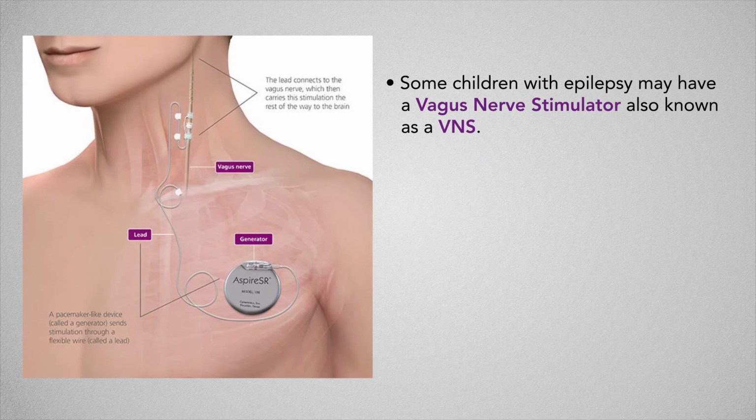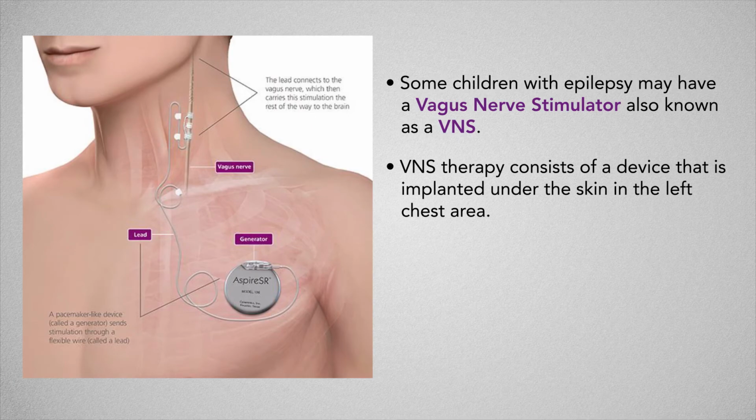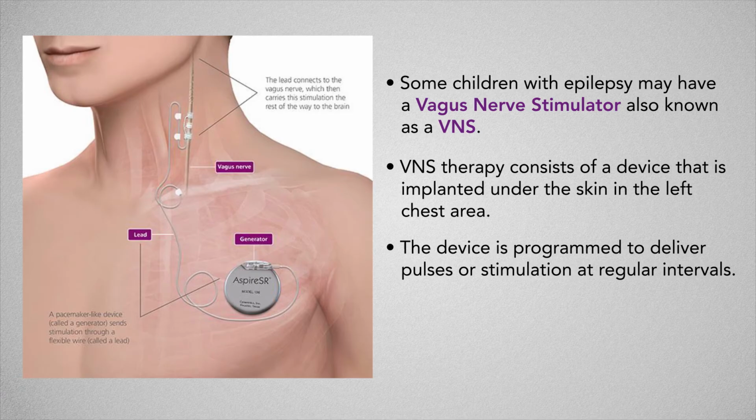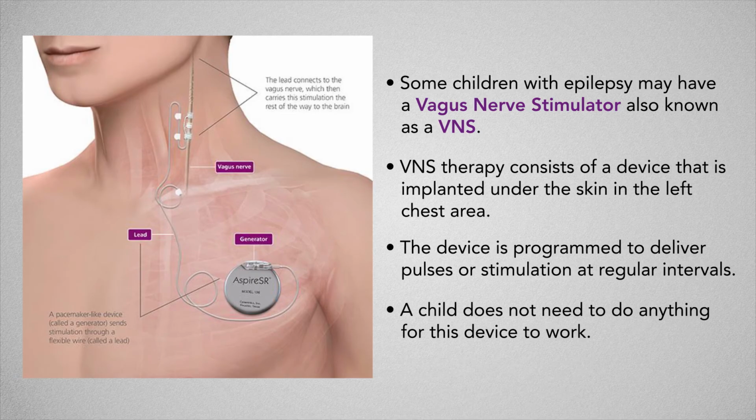Some children with epilepsy may have a vagus nerve stimulator, also known as a VNS. VNS therapy consists of a device that is implanted under the skin in the left chest area. The device is programmed to deliver pulses or stimulations at regular intervals. A child does not need to do anything for this device to work. How does VNS work?